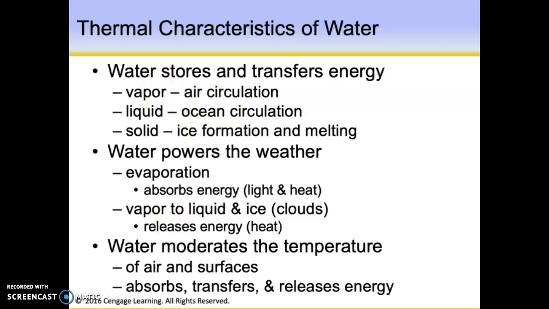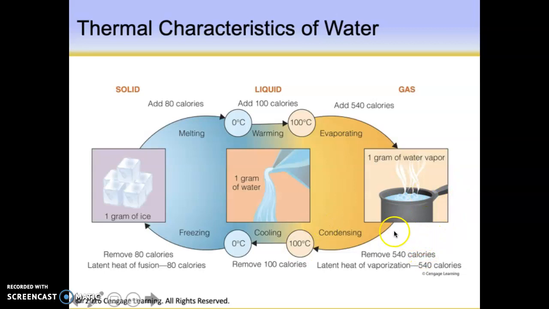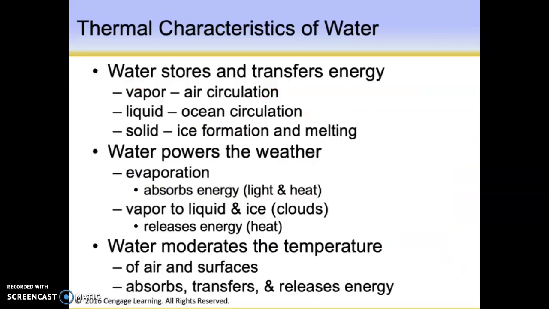And when we go from gas to solid, which is the ice crystals, in order to do that, we have to release 540 calories per gram plus 100 calories per gram plus another 80. So that's a total of 720 calories per gram released when you turn water vapor into little ice crystals. Again, that is a significant amount of energy being released when clouds form. So this energy is really what powers the weather.